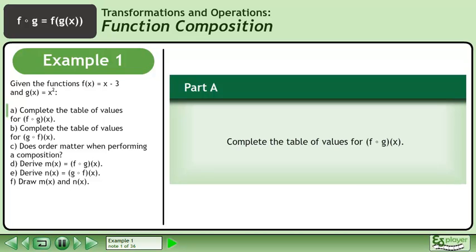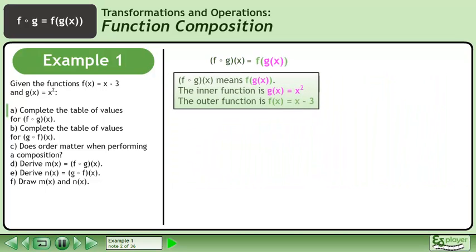Given the functions f of x equals x minus 3 and g of x equals x squared, complete the table of values for f of g of x. F open circle g of x means f of g of x. The inner function is g of x equals x squared, and the outer function is f of x equals x minus 3.